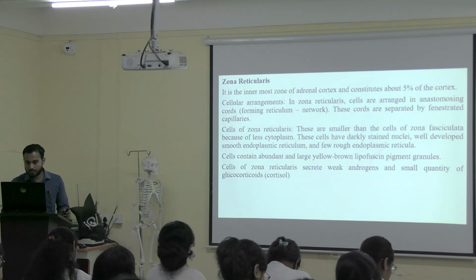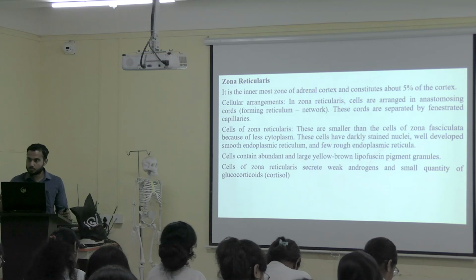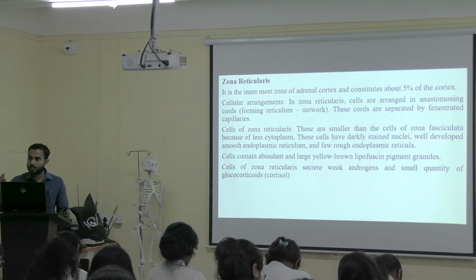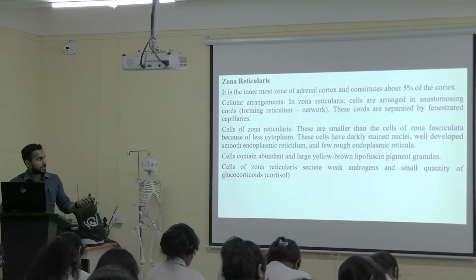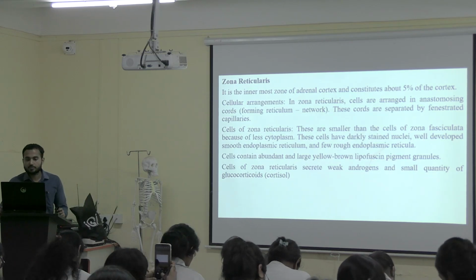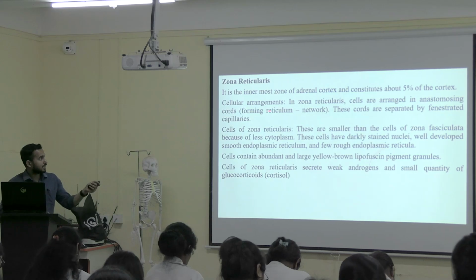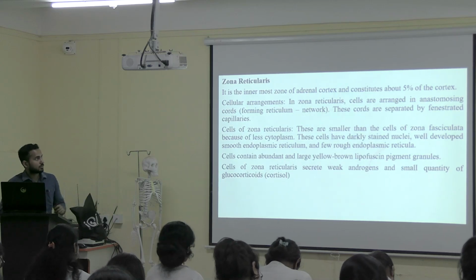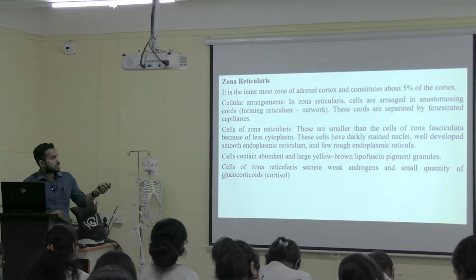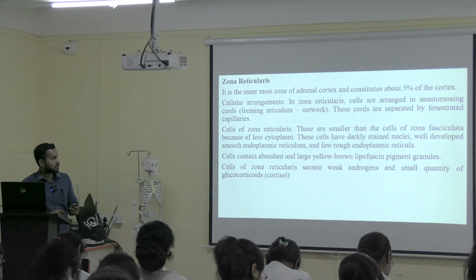Lastly, the zona reticularis, the innermost layer, the smallest one. About 5% of the cortex is covered by the zona reticularis. The cells are arranged in the form of a reticulum or network, and these cords are separated by fenestrated capillaries.